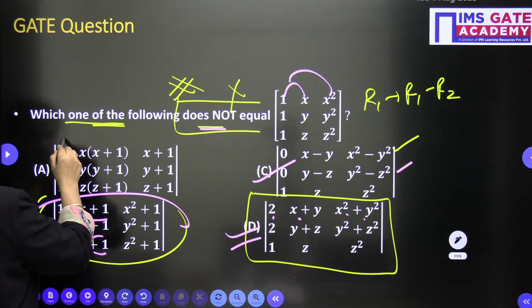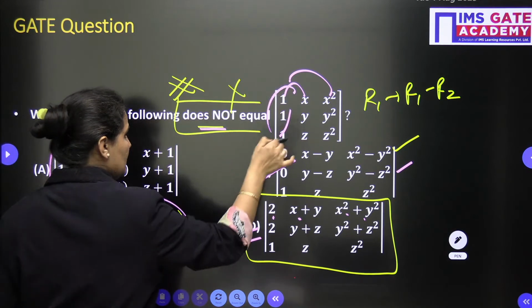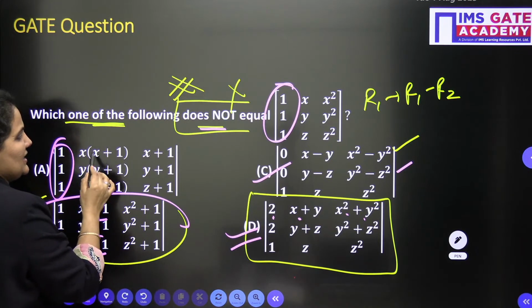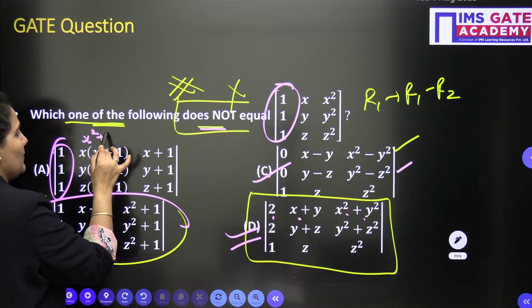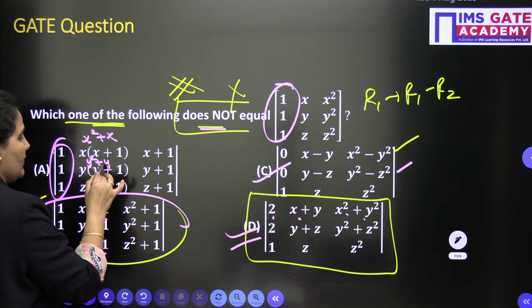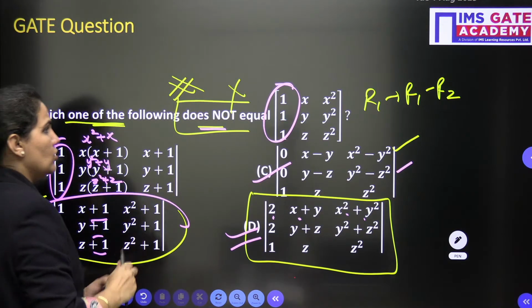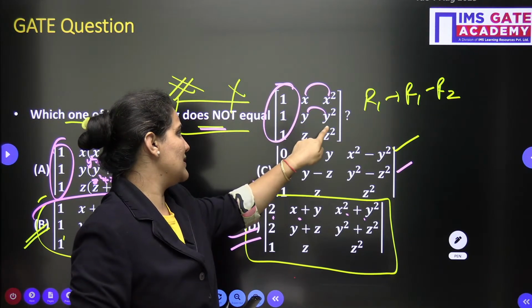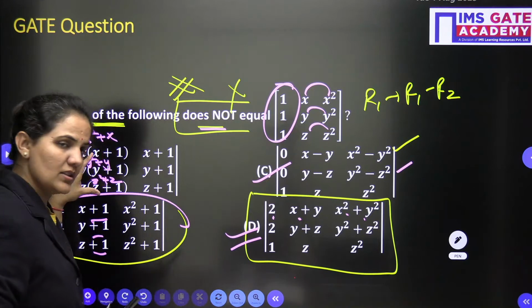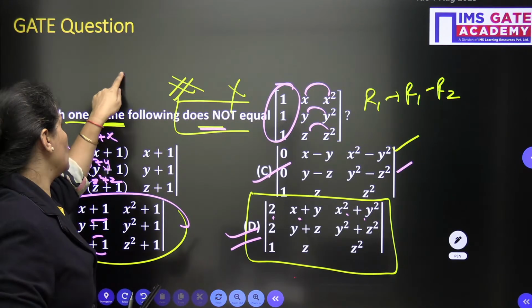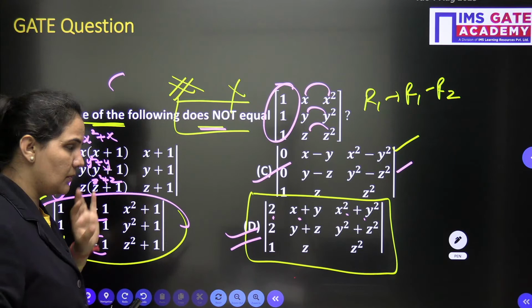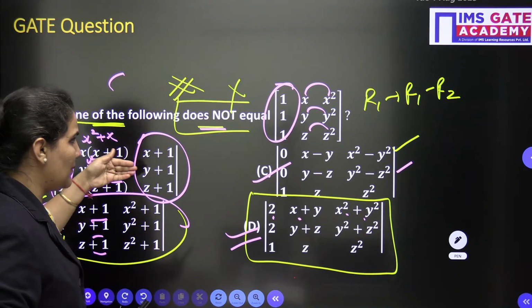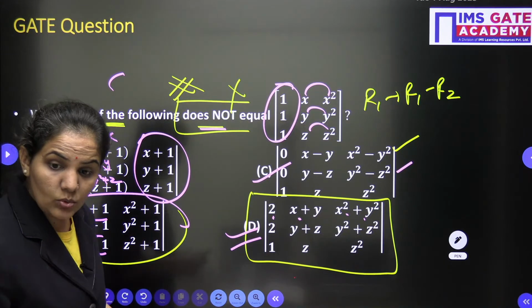Here I can see 1 1 1 is the same. Now what is here? We have x into x plus 1, which is actually x square plus x. This is y square plus y, and this is z square plus z. So what you did is add column 2 and column 3, giving x square plus x, y square plus y, z square plus z. This is okay. You are adding column 2 plus column 3 and putting it at the place of column 2. But when I check the third column, it is x plus 1, y plus 1, z plus 1, which is absolutely wrong.